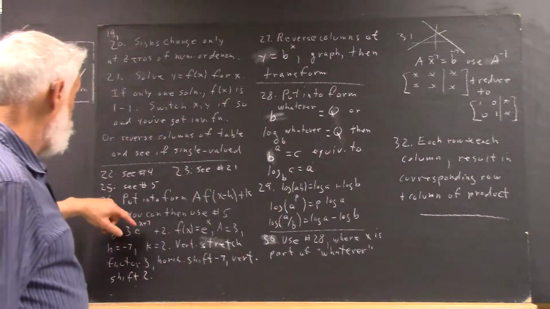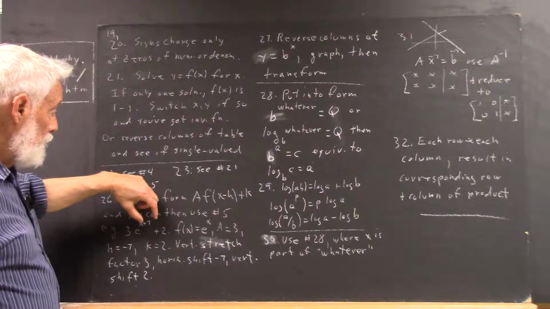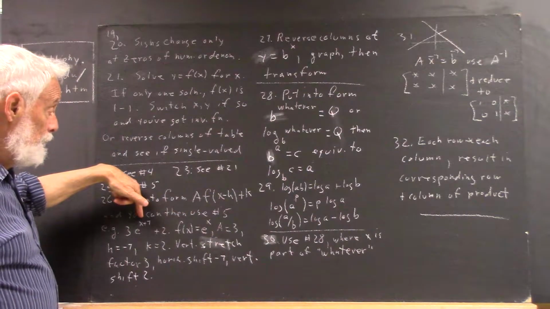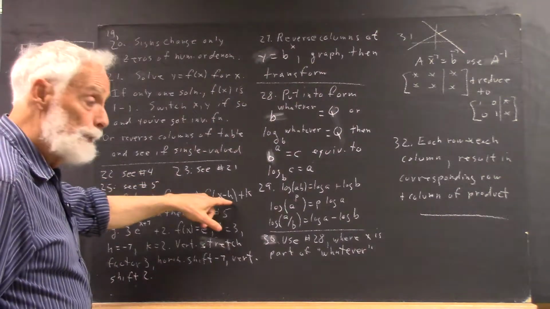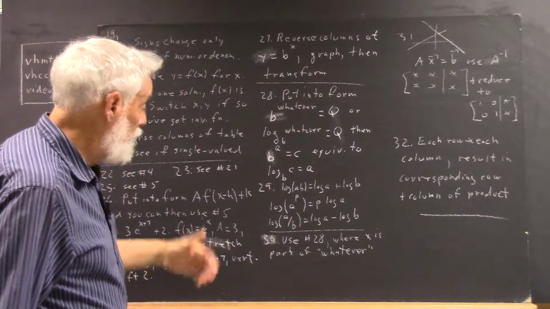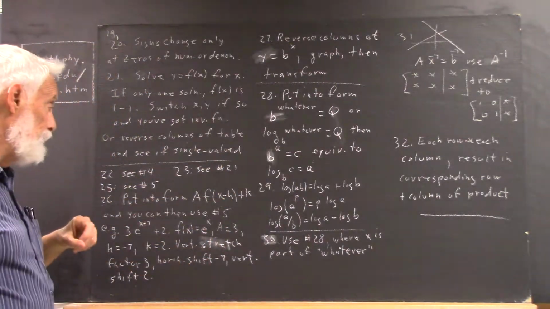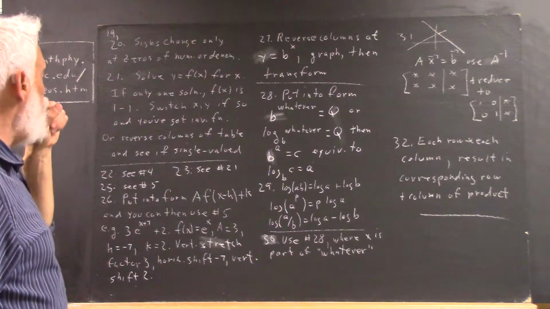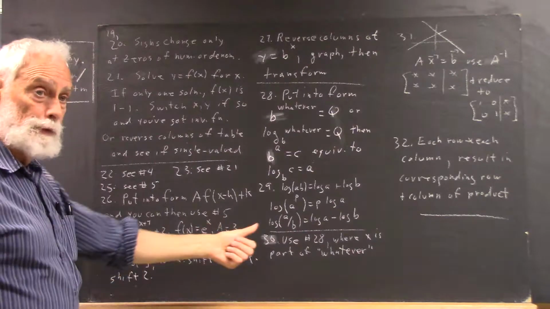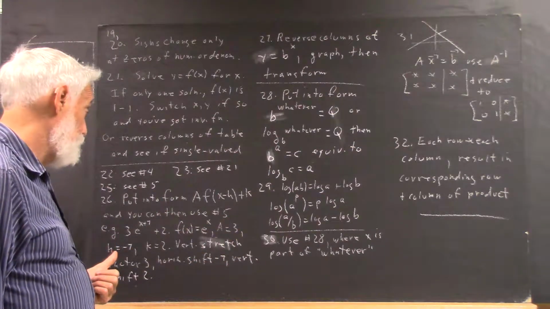How? Well, instead of e to the x, you've got e to the x plus 7, which means you've replaced x by x plus 7. Well, this says replace x by x minus h. If h is negative 7, x minus h is x plus 7, and you will have replaced x by x plus 7. This means that h is negative 7, so it's shifted 7 units in the horizontal direction.